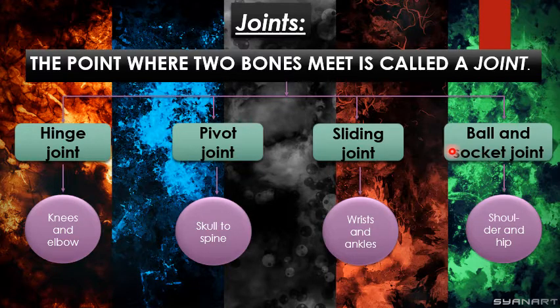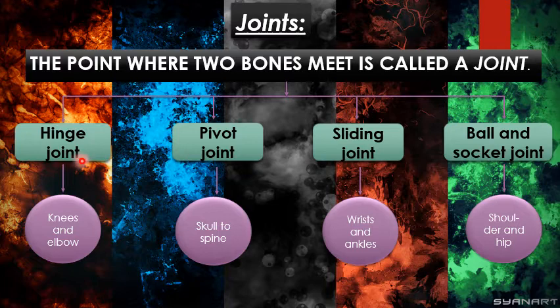According to your book, the next main part of the human skeleton is the joint. But as I told you, the skeletal system is the system that is made up of bones, and a joint is not made up of bone. Actually, the point where two bones meet is called a joint. In your book, four different joints are mentioned.